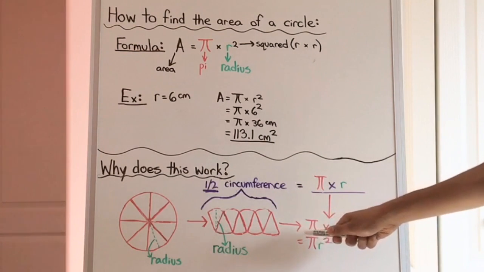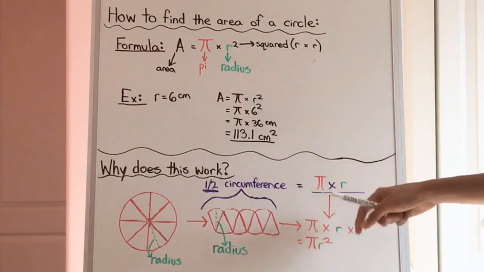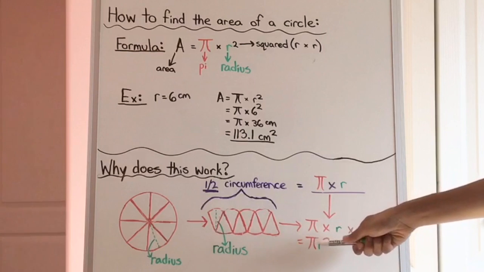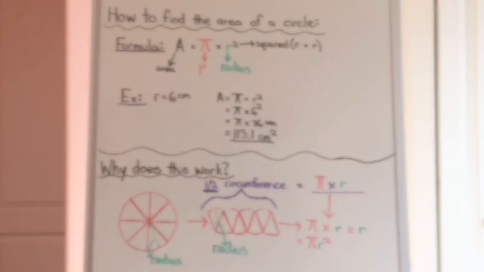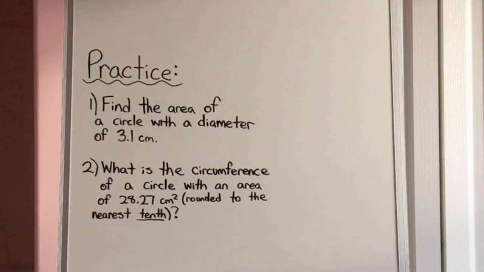So the formula becomes pi times radius times radius. And to shorten the radius times radius, we do pi times r squared. This might be a little difficult to understand at first, but with some practice, this will make more sense. Here are some practice questions. If you'd like to try them out yourself, pause the video now and check your answers after.